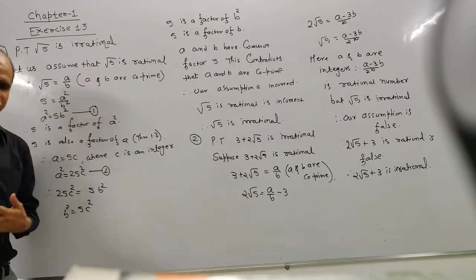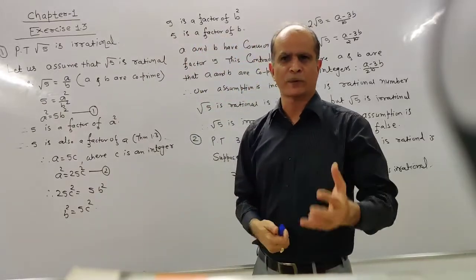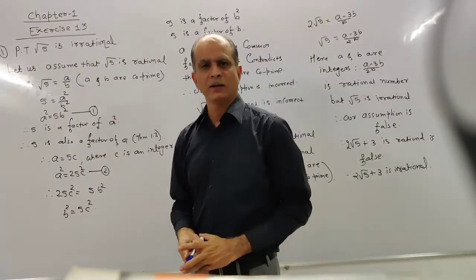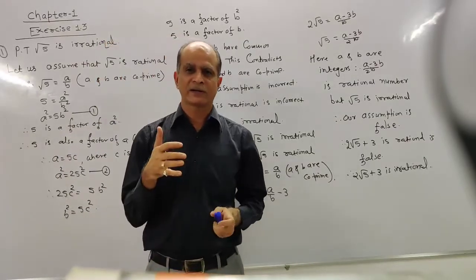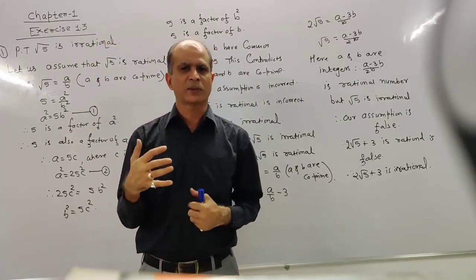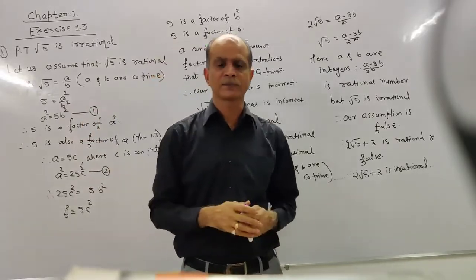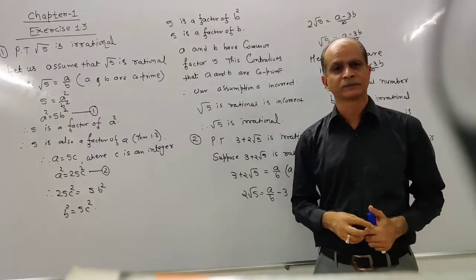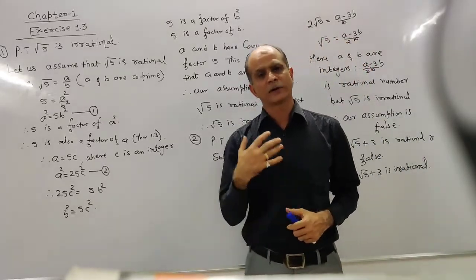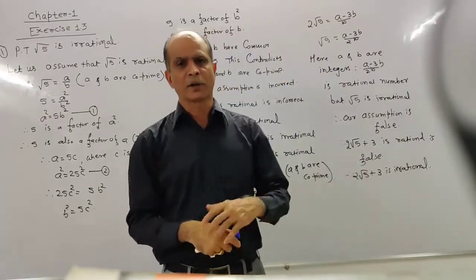Welcome back to chapter number 1, exercise number 1.3. In the first period, we discussed seven very important concepts of this chapter number 1. That is Euclid's algorithm, as well as how to find the HCF and LCM, and how to convert a rational number into a terminating decimal number.